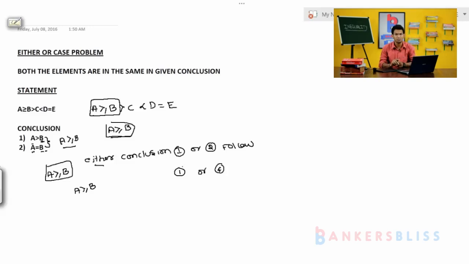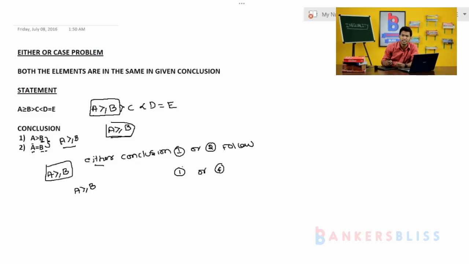Understanding? Simple, guys, simple. What are we doing? Observe the elements in the conclusion, whether they are common or not. If common, what are we going to do? We have to combine the sign. One is greater, another is equal to. When we state either conclusion first or conclusion second, first we have to observe the given conclusion: both the elements are the same, A in the place of A and B in the place of B. After that we merge it. It is nothing but A greater than or equal to B. When we merge, it is greater than or equal to B, then the same statement is applied in the given statement. Then we say that either conclusion first or conclusion second.